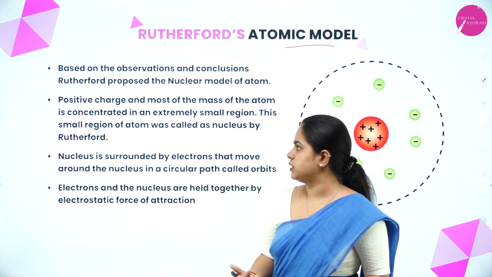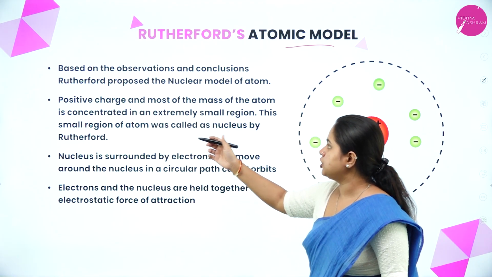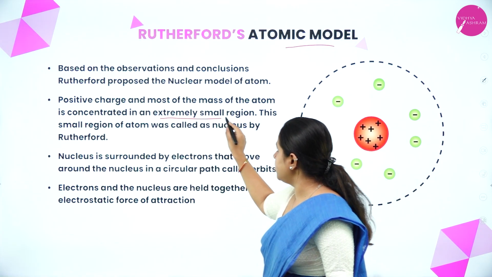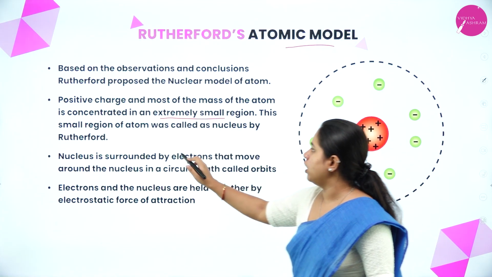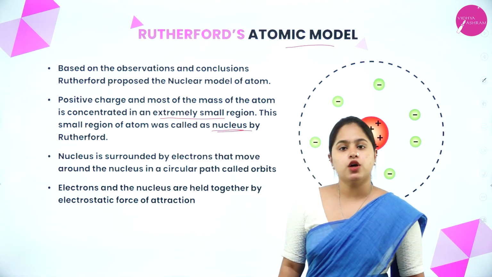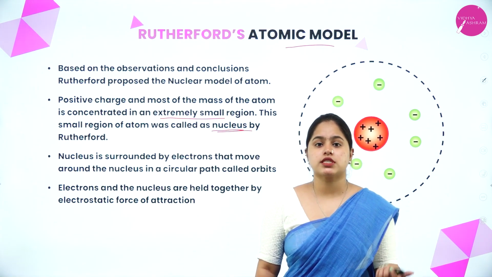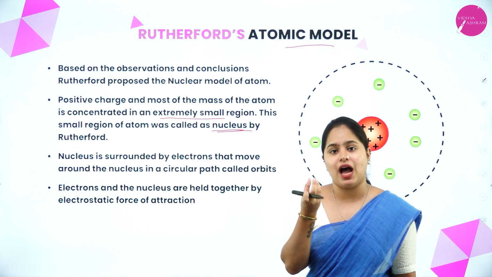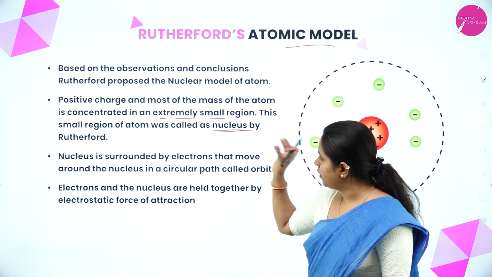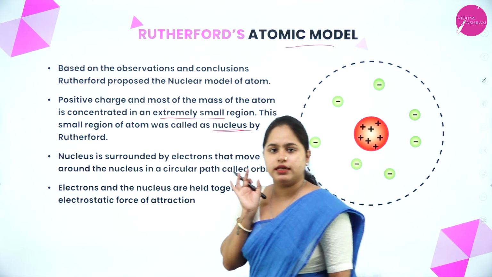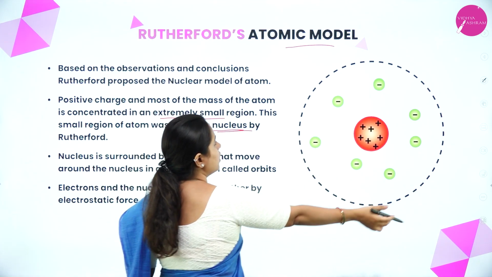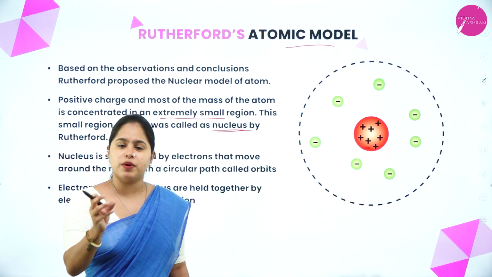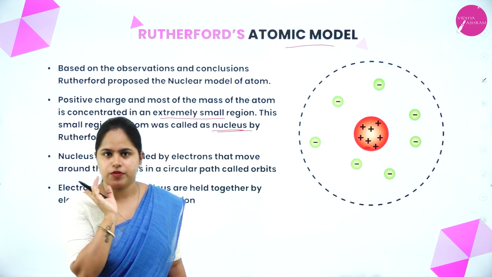What did he propose in it? The positive charge and most of the mass of the atom is concentrated in an extremely small region, which is called the nucleus by Rutherford. So the name nucleus was given by Rutherford. So what did he say? The positive charge and most of the mass of the atom is present inside a very small region called the nucleus. You can see here in an atom, the positively charged nucleus occupies a very, very small region, right?